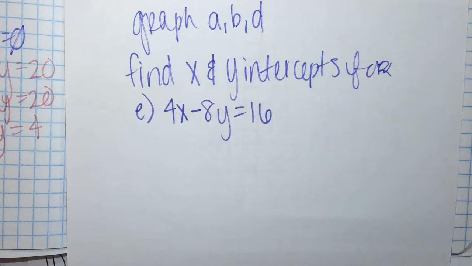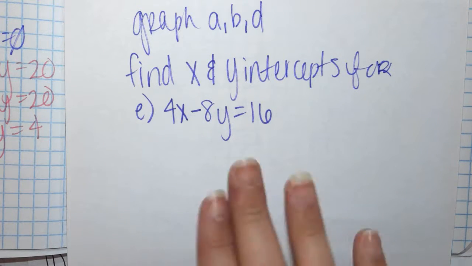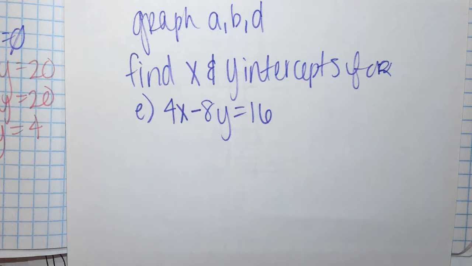Alright, so I want you to graph A, B, and D, and then I want you to find your x and y intercepts for E.